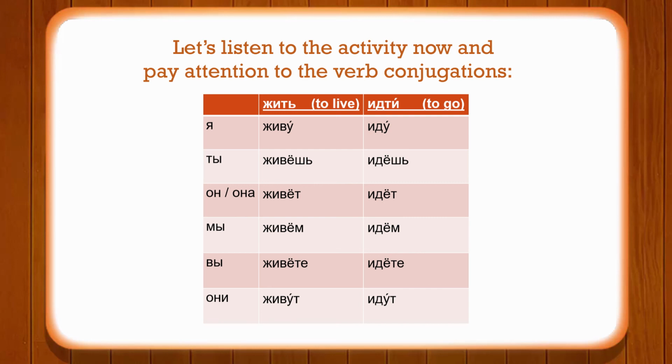Accordingly, if you pay attention to the verb идти, we can conjugate like that. Я иду, ты идешь, он, она идет, мы идем, вы идете, они идут. I go, you go, he, she goes, we go, you go, and they go. So accordingly, you can use it as per the context of the situation, the context of the sentence, and then use it properly.